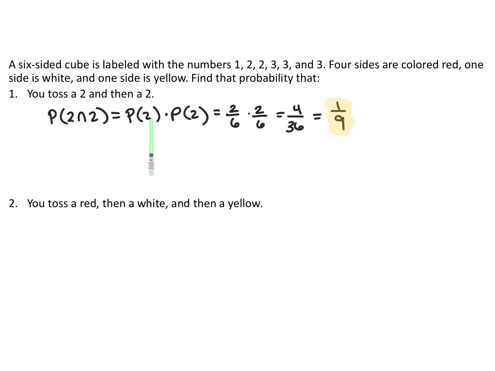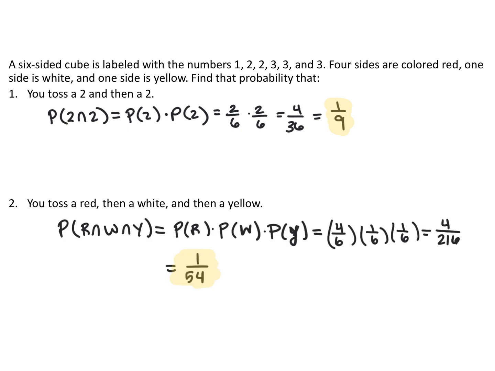So the probability of rolling a 2, there are 2 2s out of 6 possible outcomes. So it's a 2 out of 6, and then regardless of what happens on the first one, the probability that I roll a 2 on the next one is also going to be 2 out of 6. So I end up with 4 out of 36, or 1 out of 9. So go ahead and pause the video and find the probability that you toss a red, and then a white, and then a yellow.